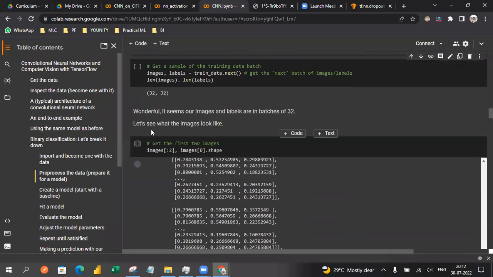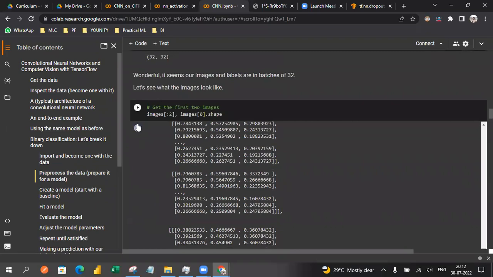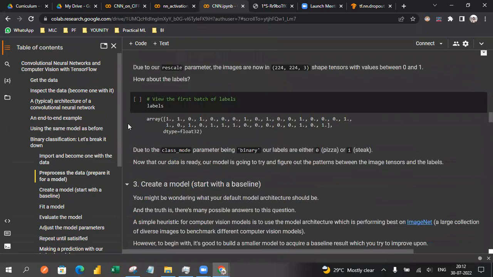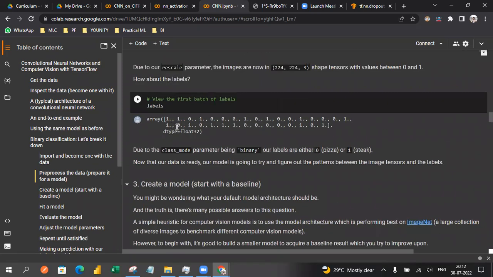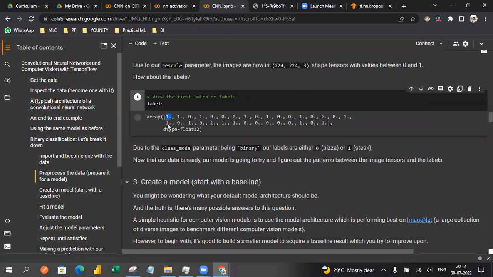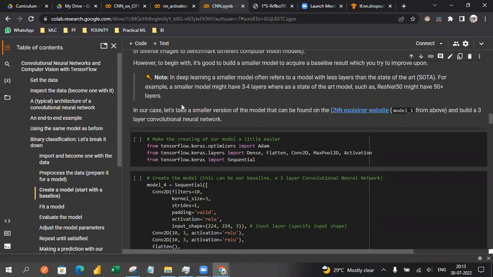So yeah, these are some of the images we had with respect to rescaling of the data images. If I go down, you can see we just converted it into one-hot encoding, so that one is for pizza, zero is for a steak, like that. Similarly, we are creating some baseline models.